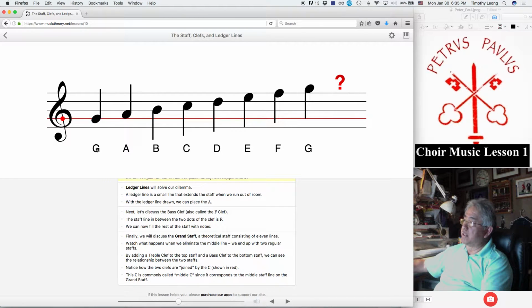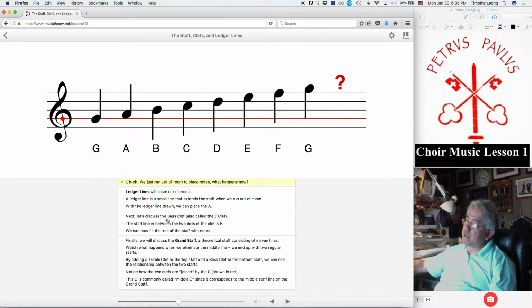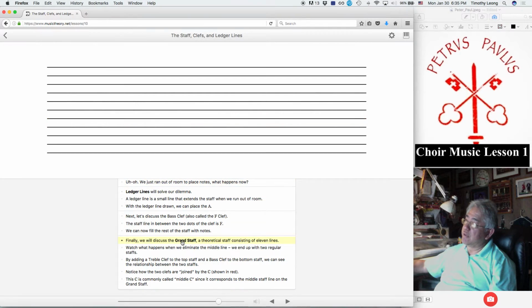Down below would be another set of 5 lines as the bass clef and the staff below. And if you wanted to imagine what it looks like, the grand staff is all these lines. Guess what? 1, 2, 3, 4, 5. Middle C is this line. Then you got the bass staff. 1, 2, 3, 4, 5. So that's what would happen if you got rid of the middle C. You get that. Pretty cool, huh?